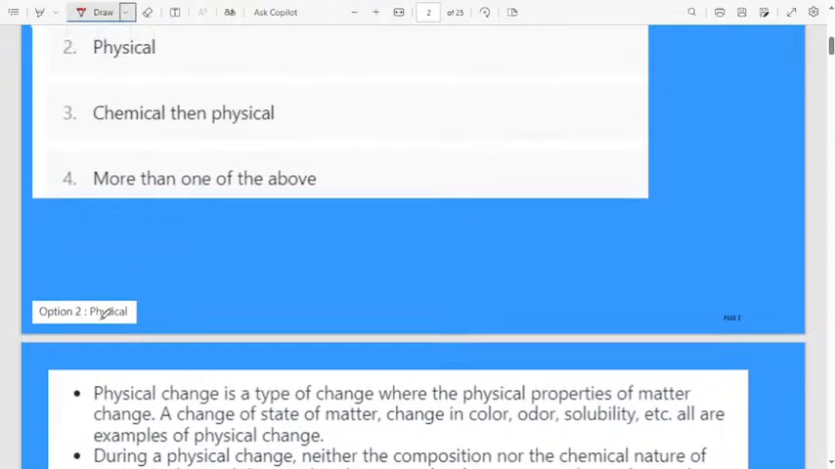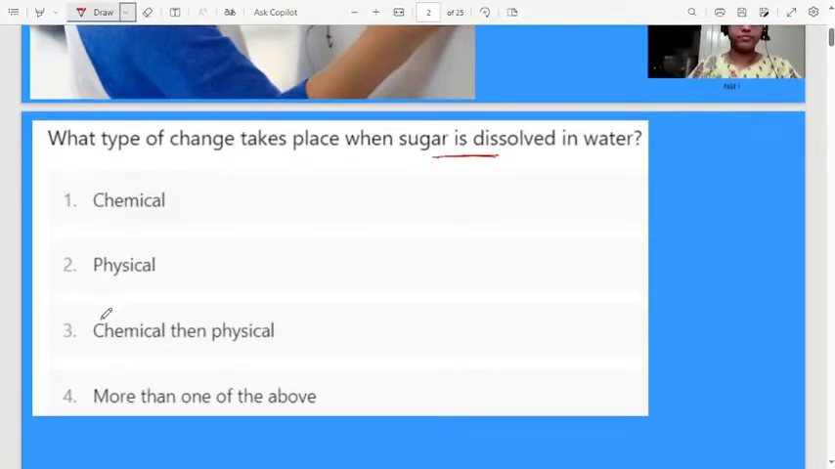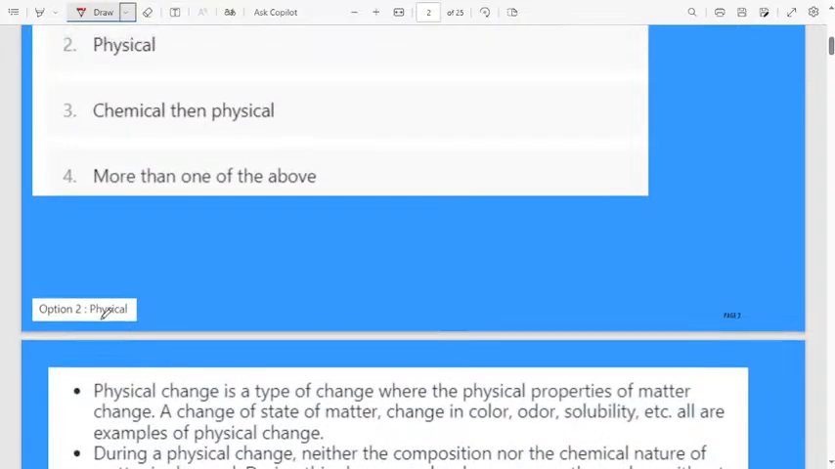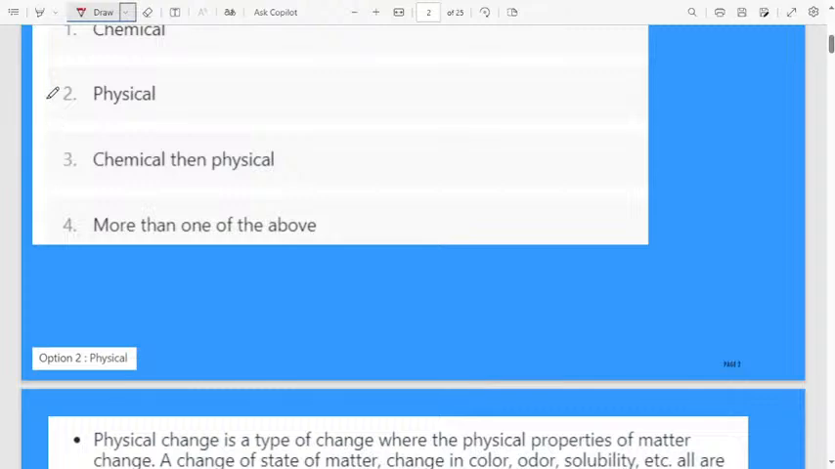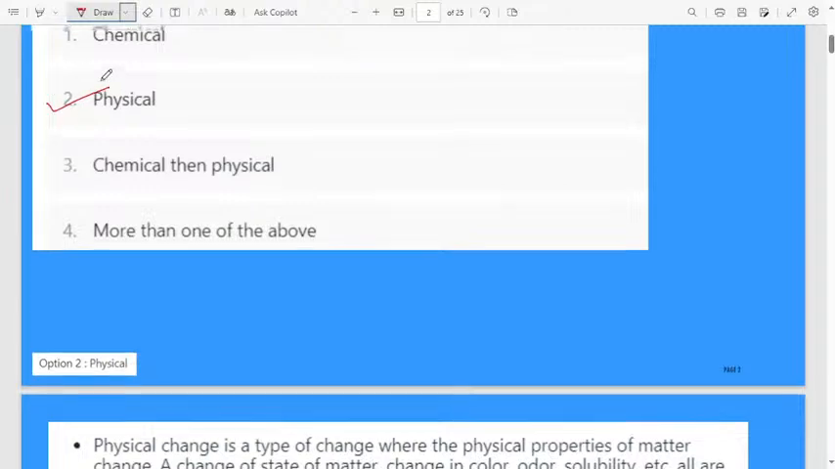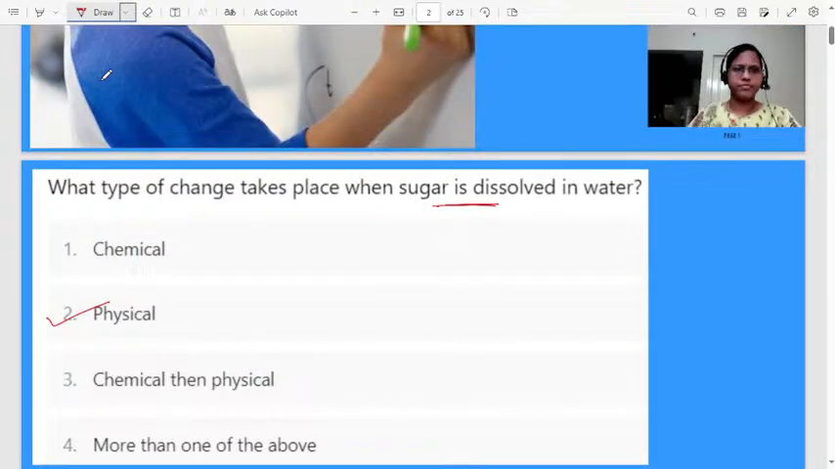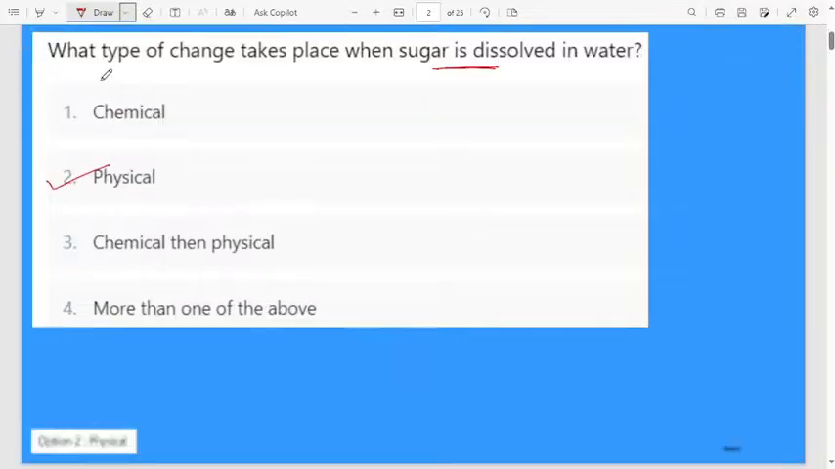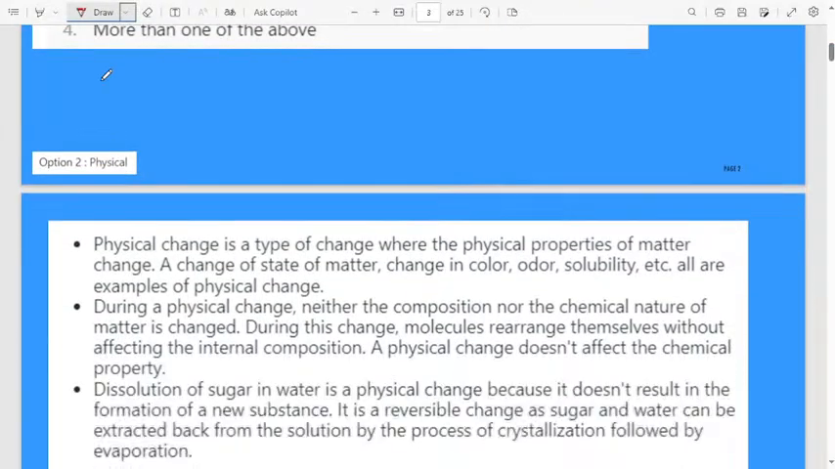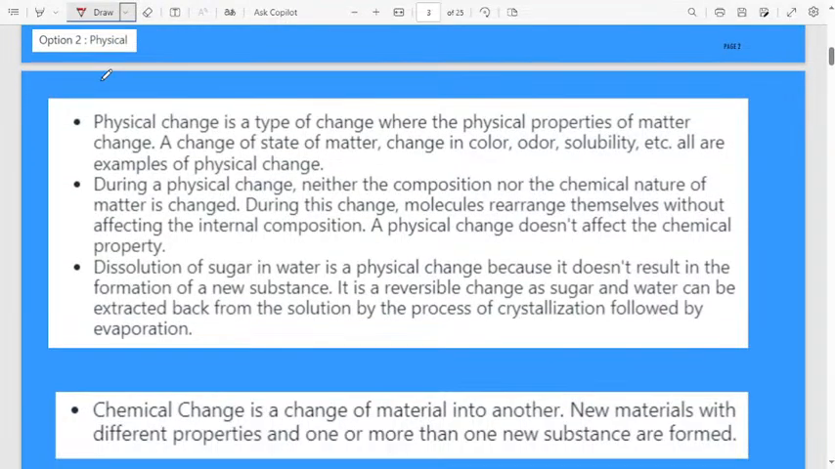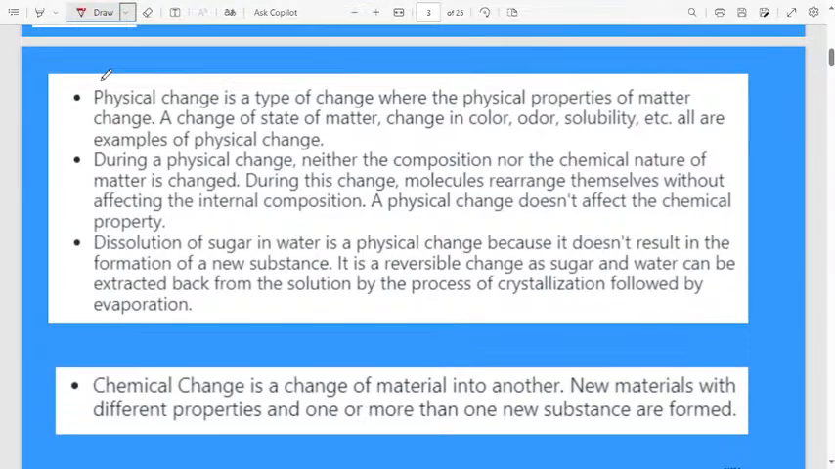Here, when you dissolve sugar in water, you will observe only a physical change. Let us study what is meant by physical and chemical change. A physical change is a type of change where only the physical property of matter changes. We will consider that as a physical change.